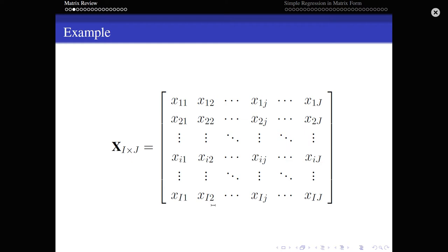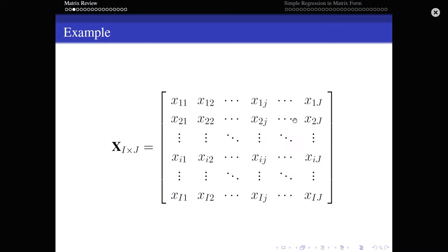The last entry is capital I, which is the total number of rows. And then as I change columns, the second number changes, not the first number. It goes from 1 to 2, and then goes on until it turns into j, and then goes on until it turns into capital J, which is the total number.